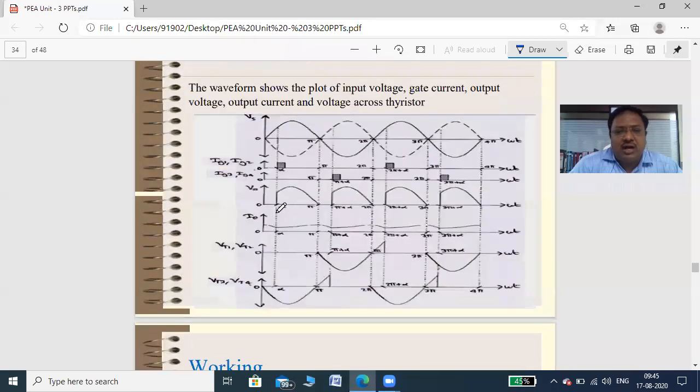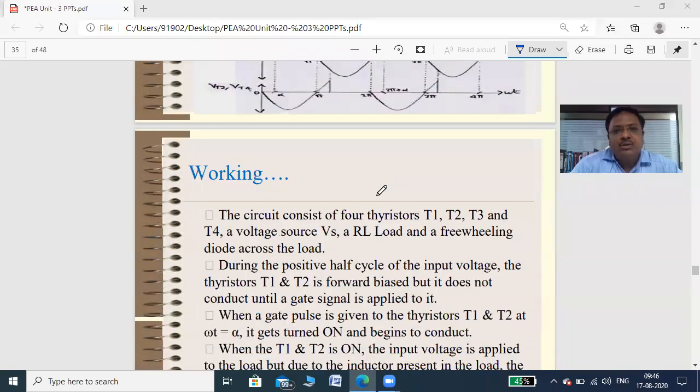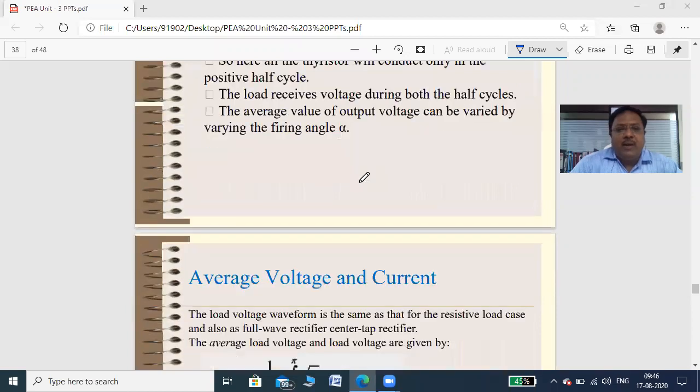So if you see, the current is continuous, this is the output current waveform. So the current is continuous. Load voltage is very similar to the full wave controlled converter with resistive load, right? If you see, the negative part of the waveform is not present. Negative part of the waveform is not present. So SCR conducts from alpha to pi only. In the previous one, it is alpha to pi plus alpha. So in this particular case, it conducts only from alpha to pi. So the remaining is same.